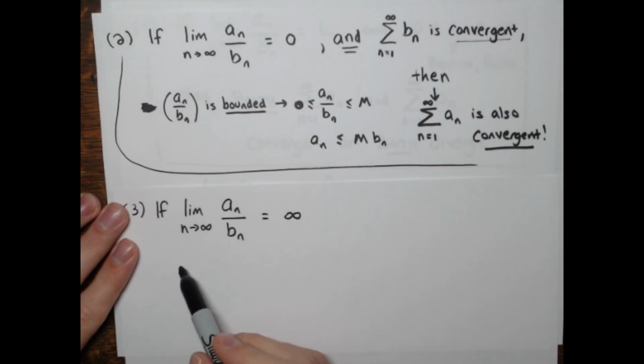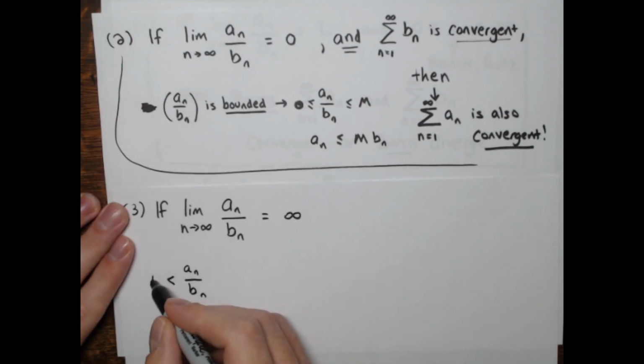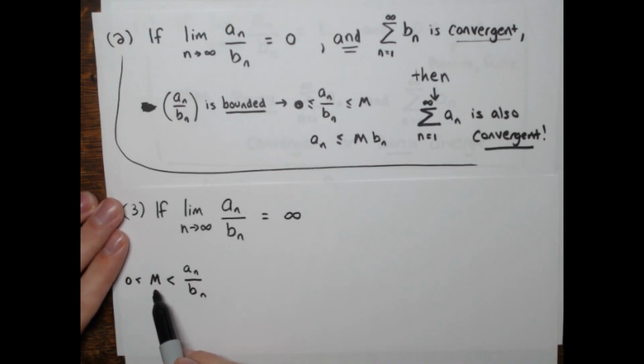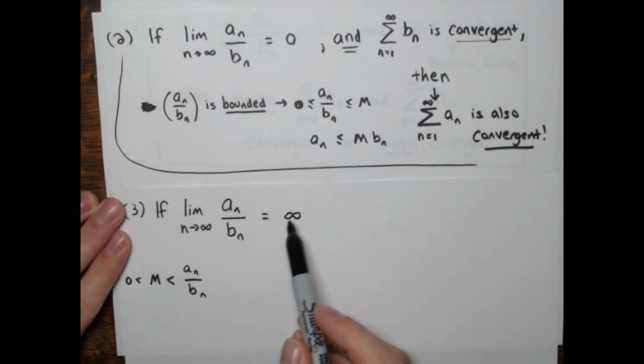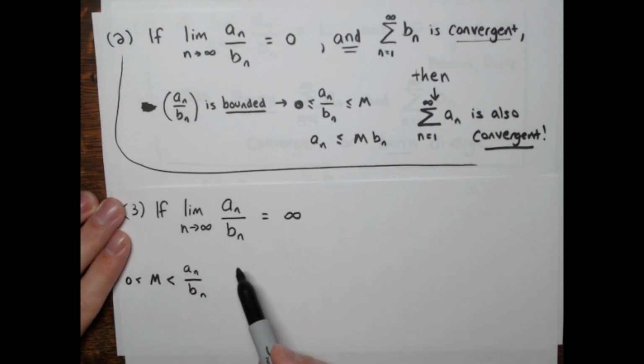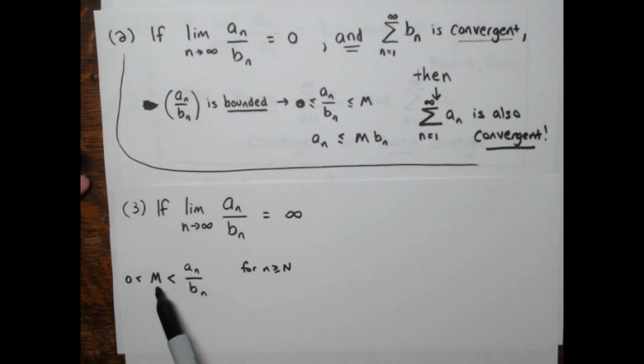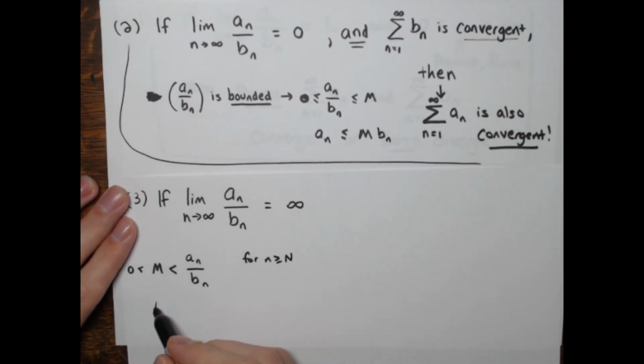In other words, a sub n over b sub n will eventually be greater than any positive number you can think of. Take a capital M again. The limit's going to infinity, so for some large n greater than or equal to capital N, the sequence term a sub n over b sub n will eventually be larger than any positive number you choose. And then multiplying through by b sub n again, we can get another comparison.